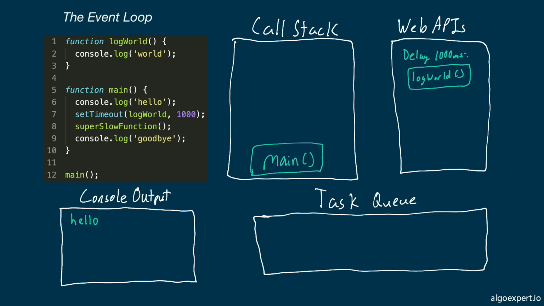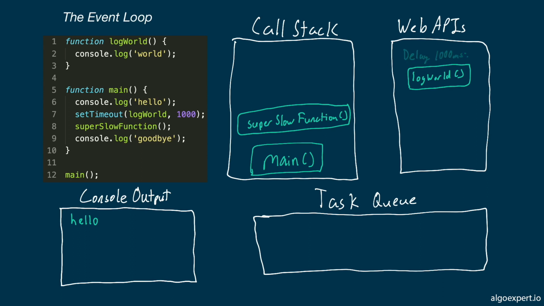Next, we call the super slow function, which gets pushed onto the call stack. And now we just wait. If the super slow function takes a minute to run, then nothing will happen for a full minute, and the UI will be completely unresponsive.